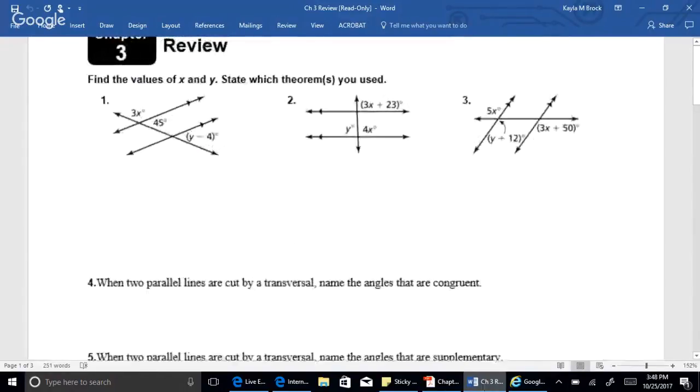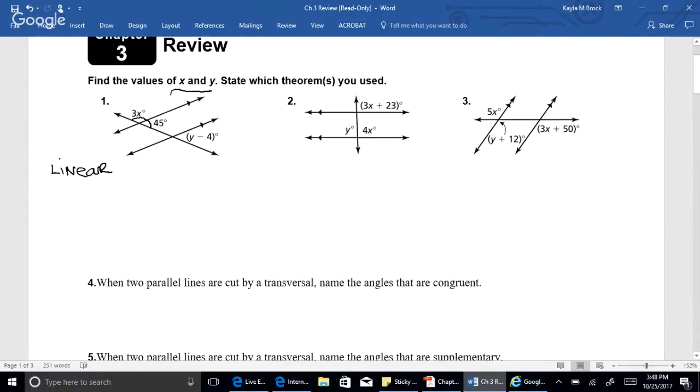You have this diagram for number 1, and we're going to solve for x and y, and we have to state which theorem I used. Well, the first thing I see is that 3x and 45 are a linear pair. That means there are two angles and they're both next to a straight line. So I'm going to write linear pair because that's the rule that I'm using.